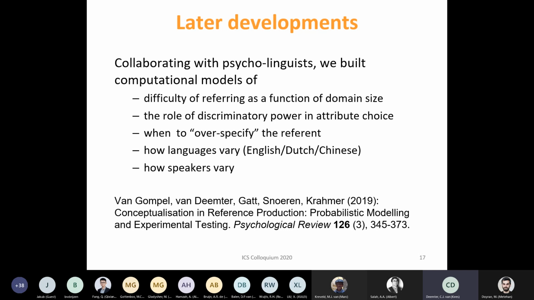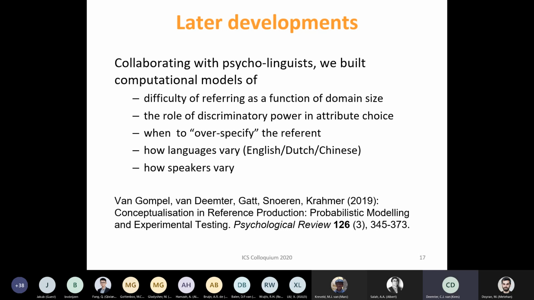What do your models do? How might we improve on them? So as a fruit of that collaboration, we developed models that say how properties of your referring expression differ as a function of the domain size. You can imagine, the larger the domain, perhaps the more you have to say.